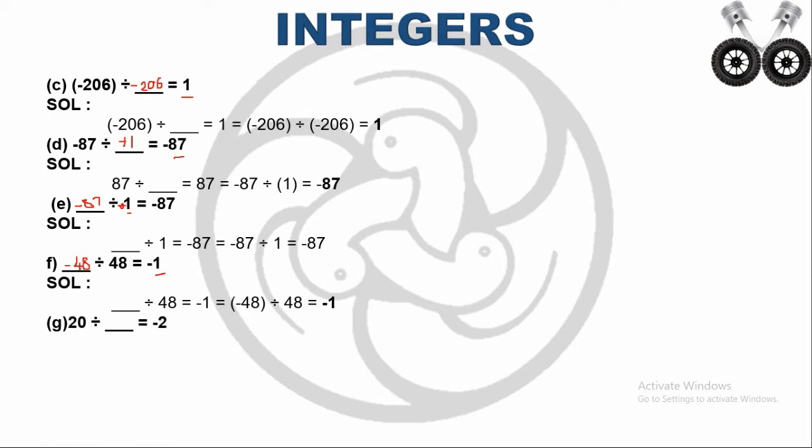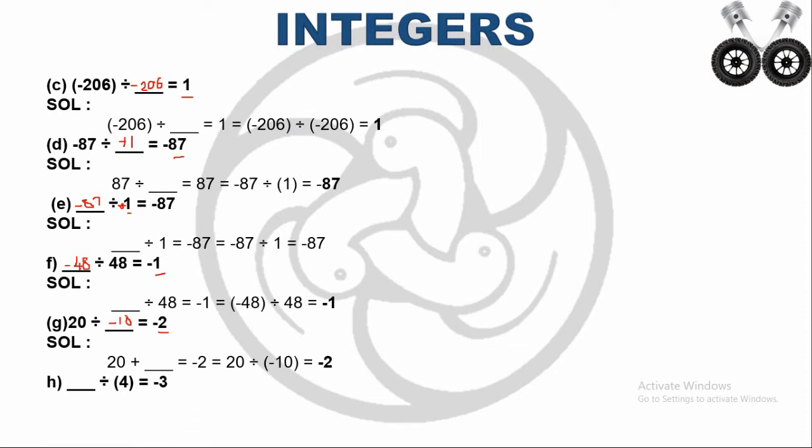Then subdivision G, 20 divided by dash equals minus 2. So when 20 is divided by 10, I get the answer as 2. In the answer I have the negative sign. That means the two integers should have different signs. Already in the problem 20 has the positive sign. That means the 10 should have the negative sign. So the answer is minus 10.